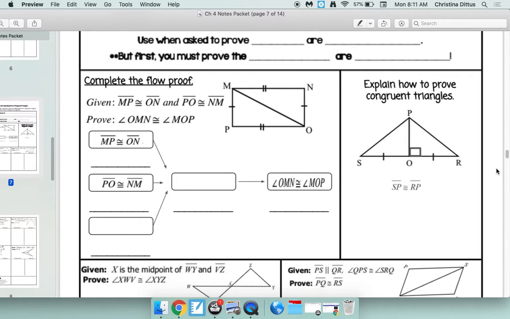So here, if I'm given that MP is congruent to ON, PO is congruent to NM, I need to prove that my angle OMN is congruent to angle MOP. So this first thing, right here, how do I know that MP is congruent to ON? Because it's given. MP is congruent to ON. That is given. How do I know that PO is congruent to NM? Given. It's given.